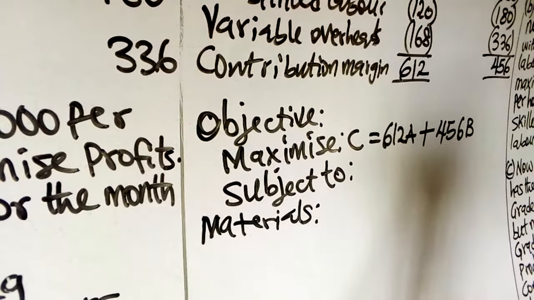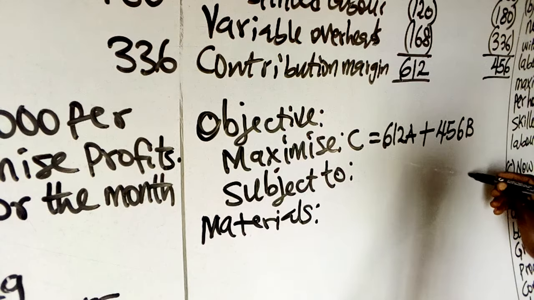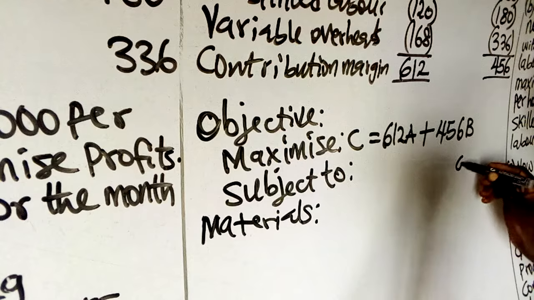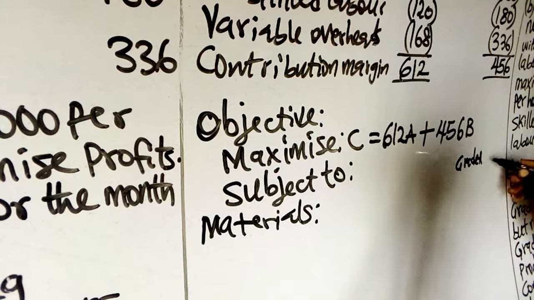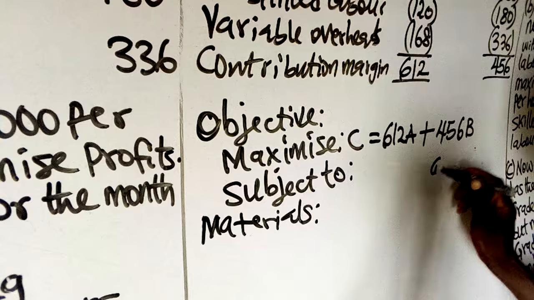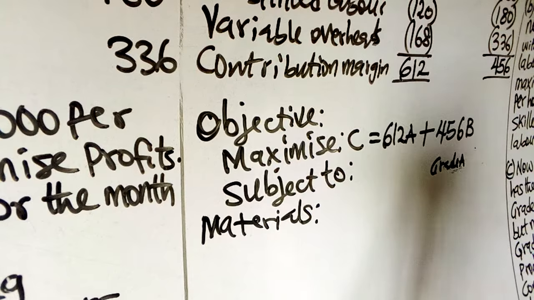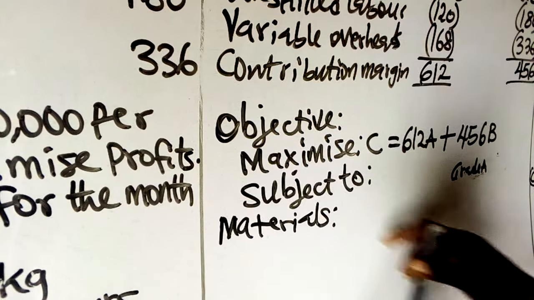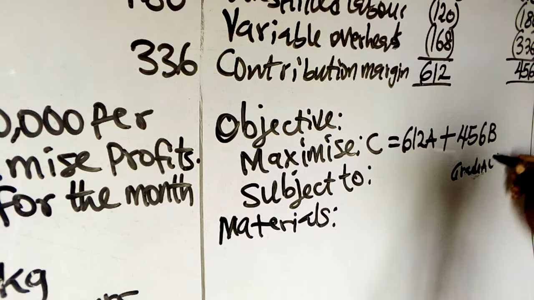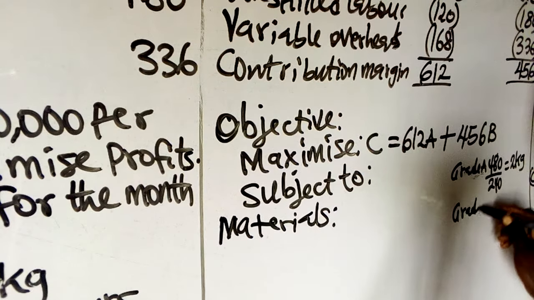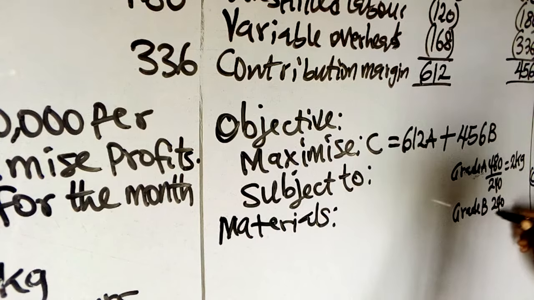Material X. I've told you the constraints for material X. For grade A, this is working, grade A. So I want to show how I get the kg that will be used. 480 divided by 240, and we have 2 kg. For grade B, which is 240 divided by 240, and that gives me 1 kg.